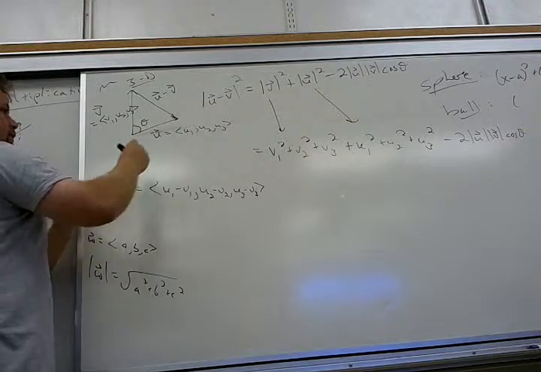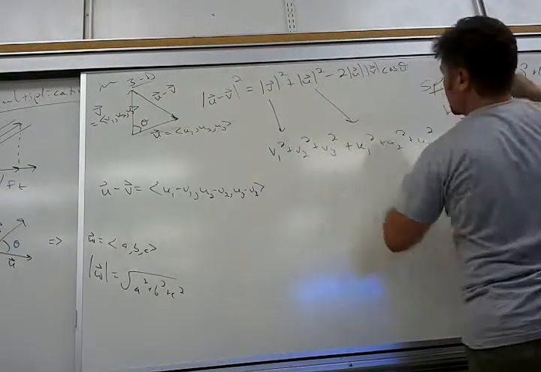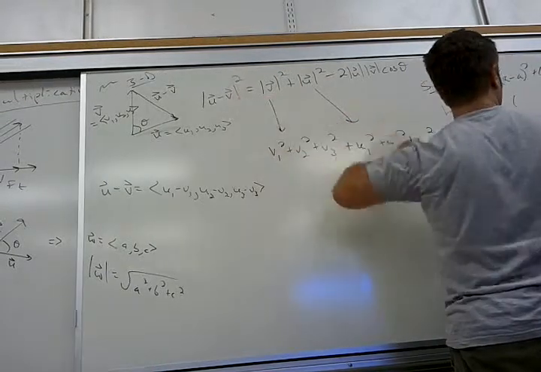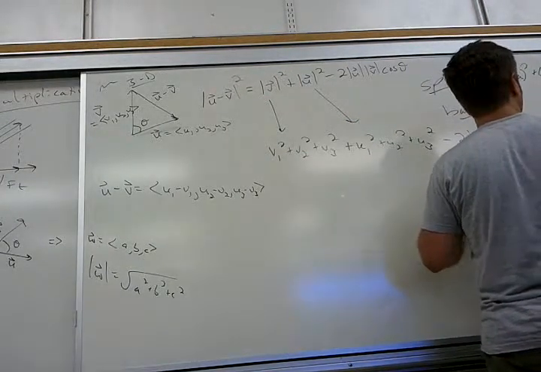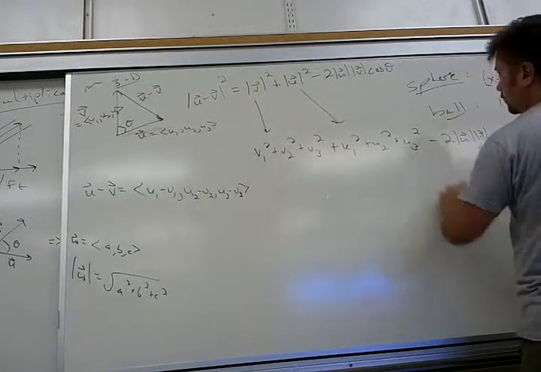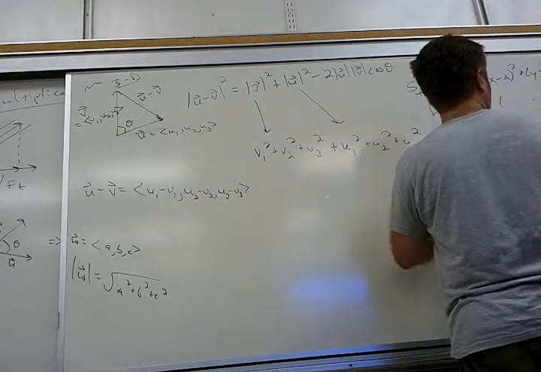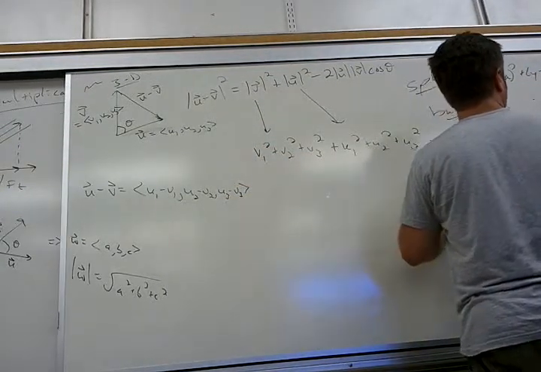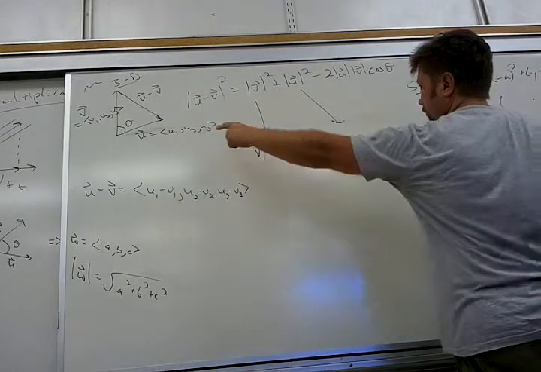So on this side we get, let me write it down here, right over here. So this is the magnitude of U minus V. It'll be U1 squared minus 2 U1 V1 plus V1 squared. Same thing for U2s and V2s, right? Minus 2 U2 V2 plus V2 squared. Same thing for U3 and V3.